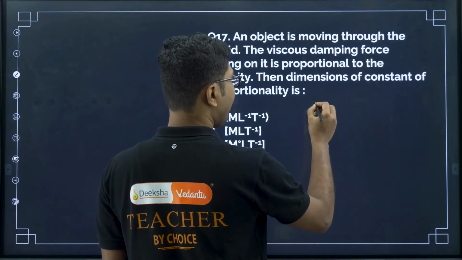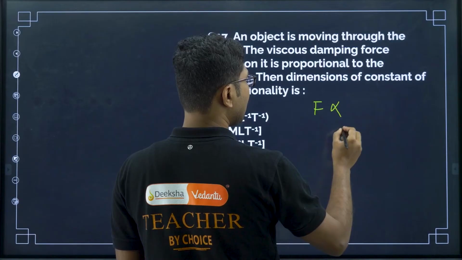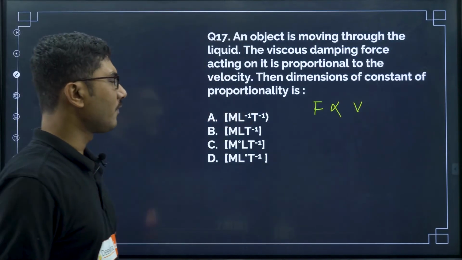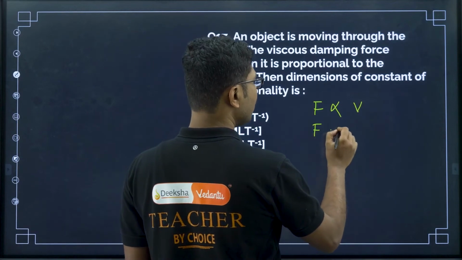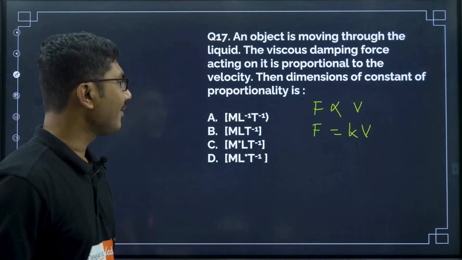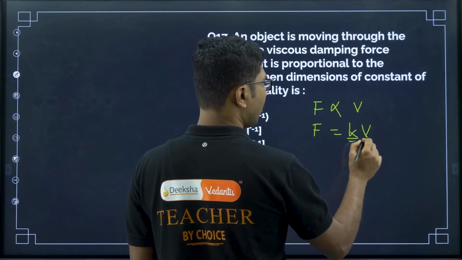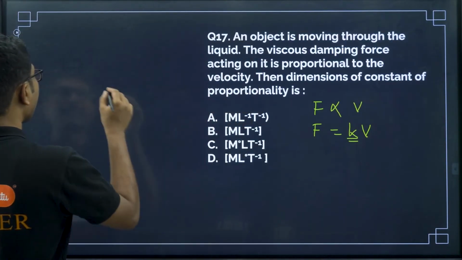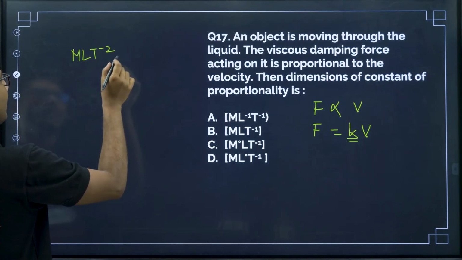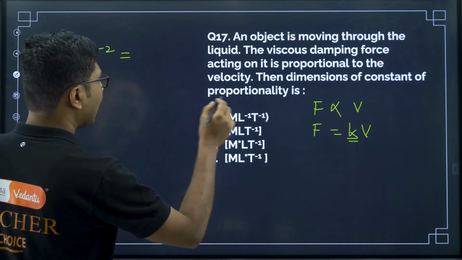Force is F. It is proportional to the velocity. If you remove the proportionality sign, you will get a proportionality constant. Now they have asked you to find the dimension of this constant. Simple. So what is the dimension of force? I told you, M L T to the power minus 2. You have to remember that. It equals the dimension of k.